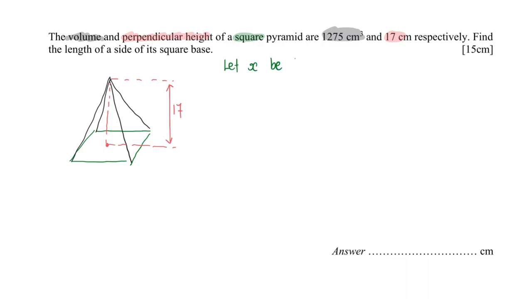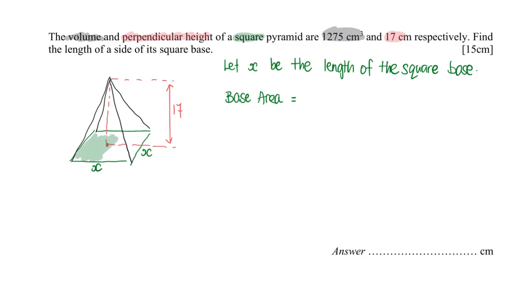x be the length of the square base. So you will see x here and x here, right? So what is the base area now? Base area, which is this square base, will be equals to x times x, x squared, right?